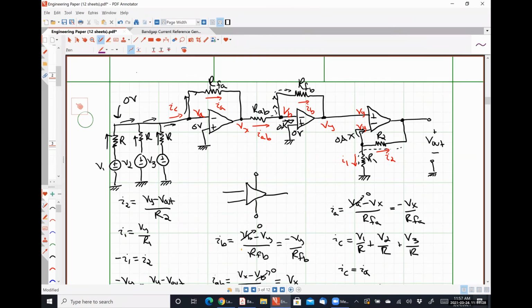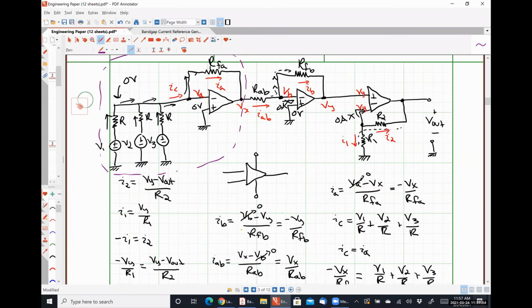So this circuit right here, does anybody recognize this one? Yeah. So Dr. Hartman just said, ignore everything to the right of the purple. Just the stuff inside the purple. What circuit is this? Summer, right. So it's a summing amplifier.